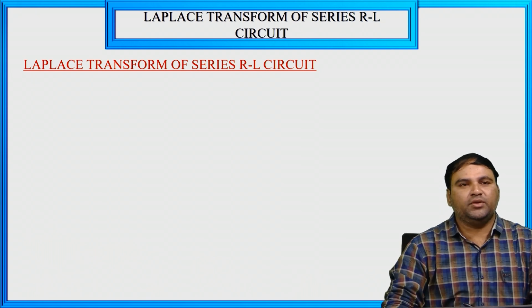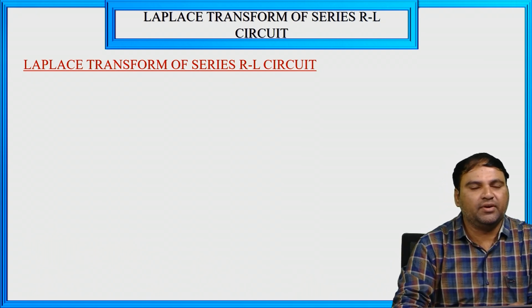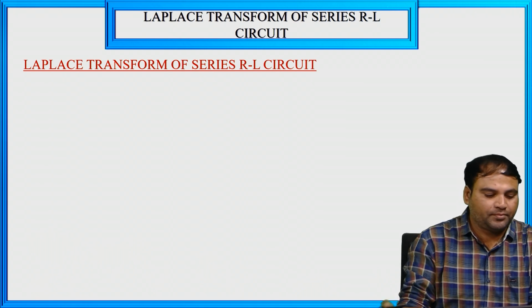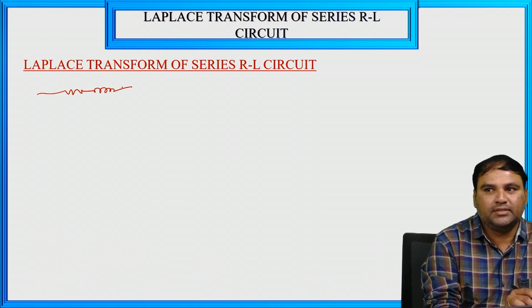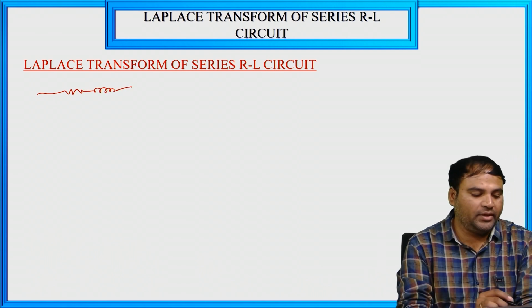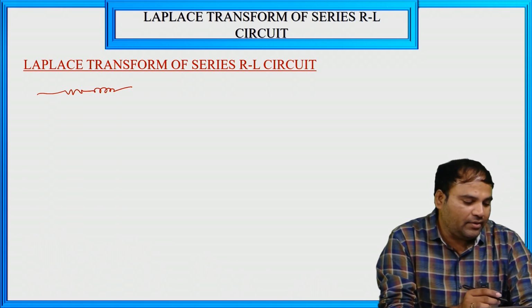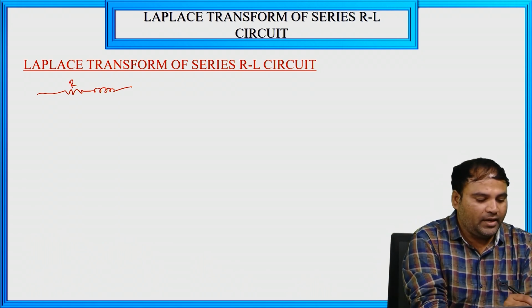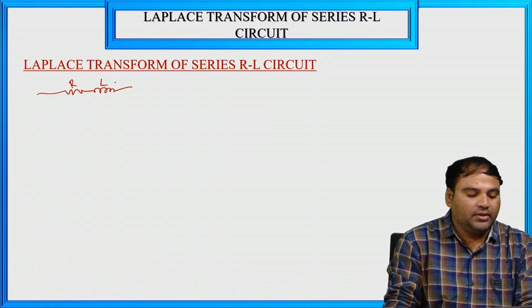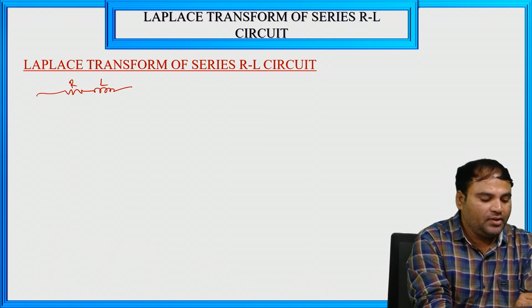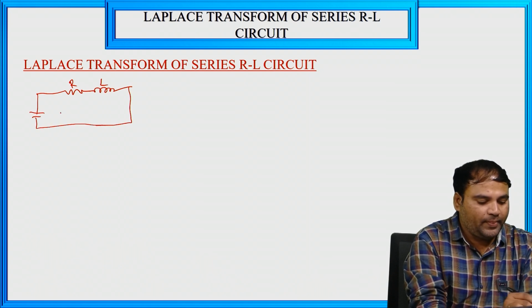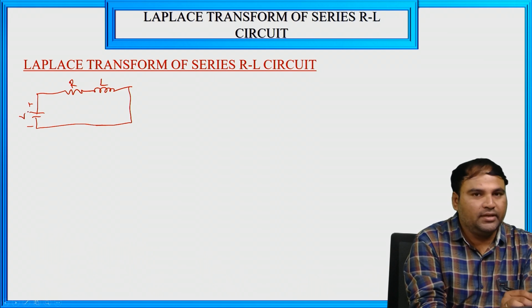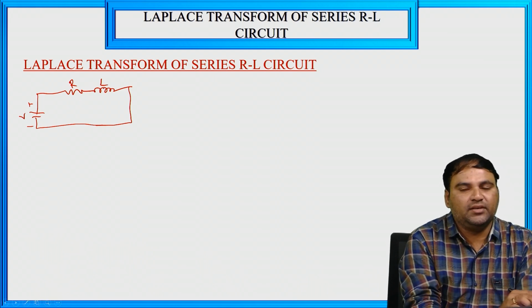In this series RL circuit, first of all we need to draw the circuit. So here is the series RL circuit: a resistor and an inductor, connected in series across one voltage source, plus minus. It is a total series circuit.